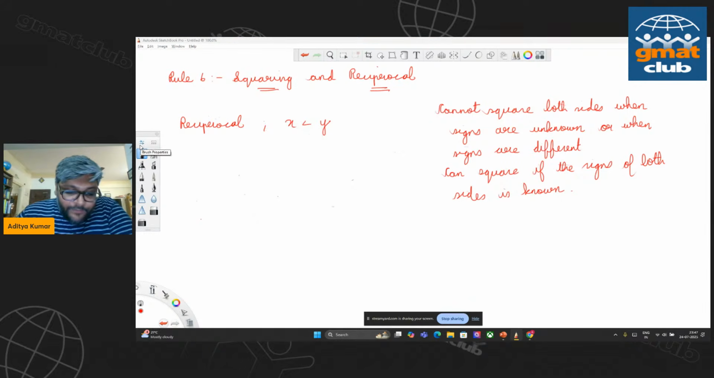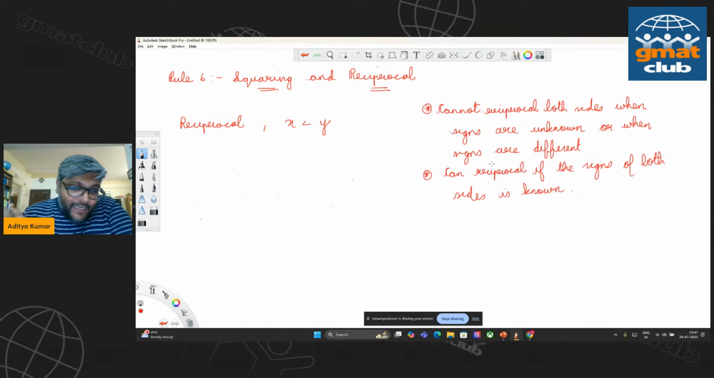Reciprocals also work in relatively the same way. There is one difference though. I cannot take the reciprocal on both sides when the signs are unknown or when the signs are different. That still holds good the same way. You can definitely take the reciprocal if the signs of both sides are known.